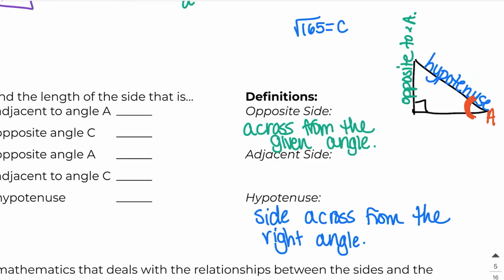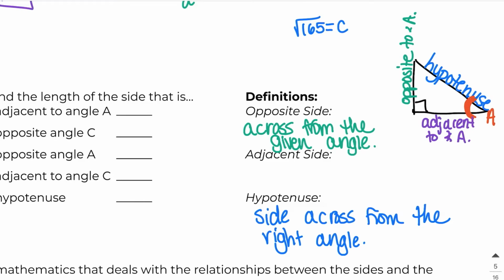And then adjacent means that it is next to. Adjacent means next to, so it's next to the given angle. So right here, a given angle is right here. So this is the side that is next to it. But hang on a second. The hypotenuse is also next to it as well. So the adjacent cannot be the hypotenuse. So the adjacent is this side right here. This is adjacent to angle A specifically.